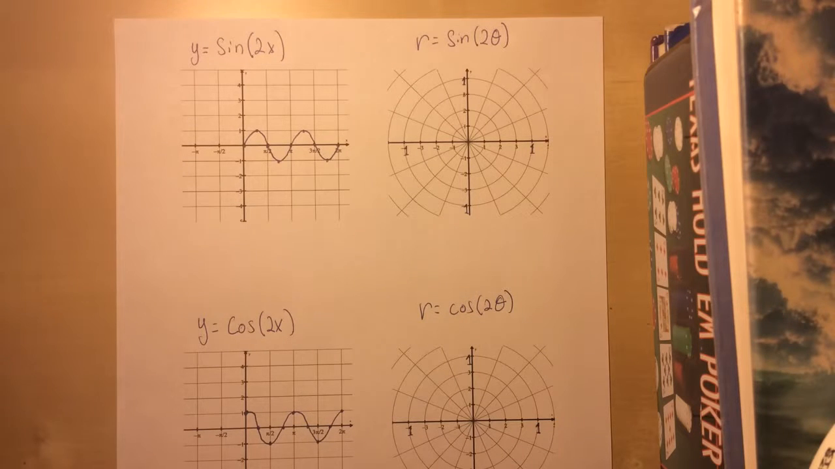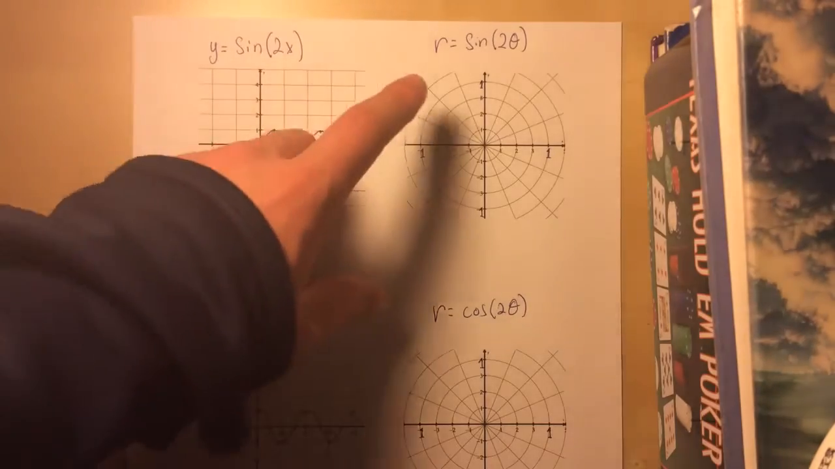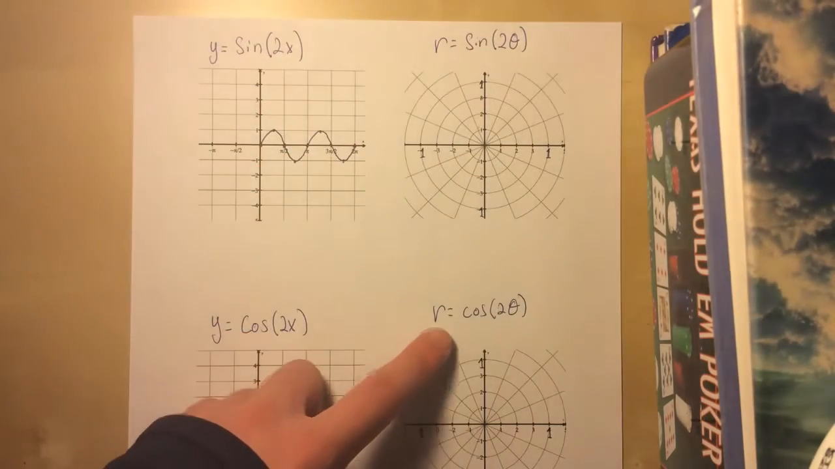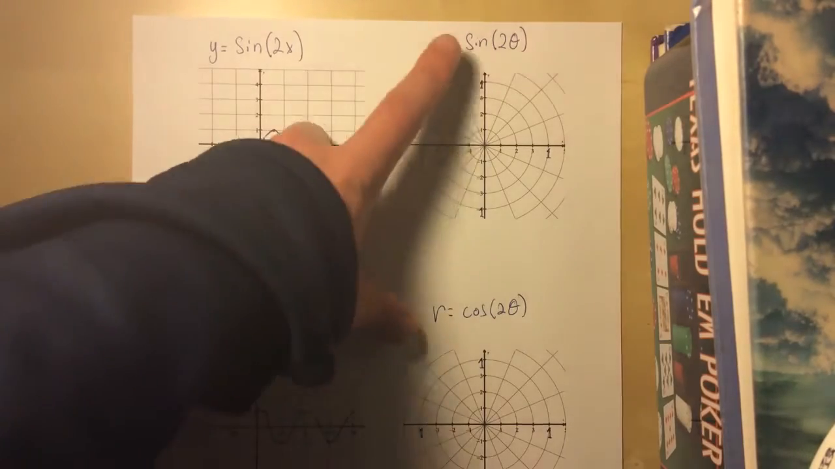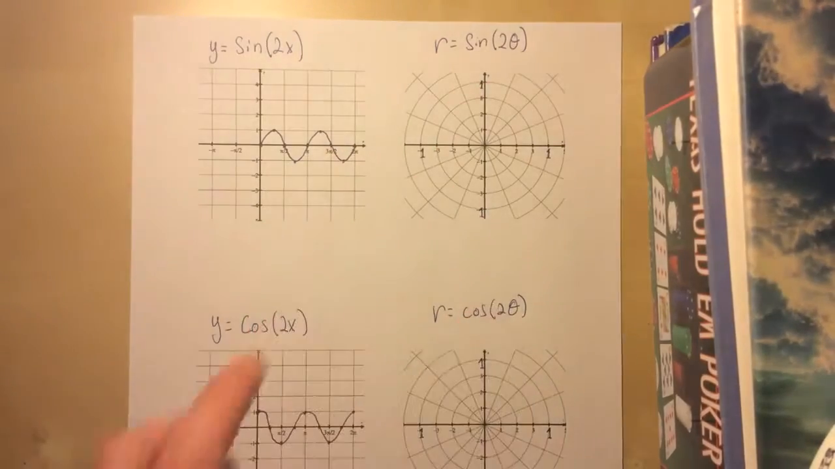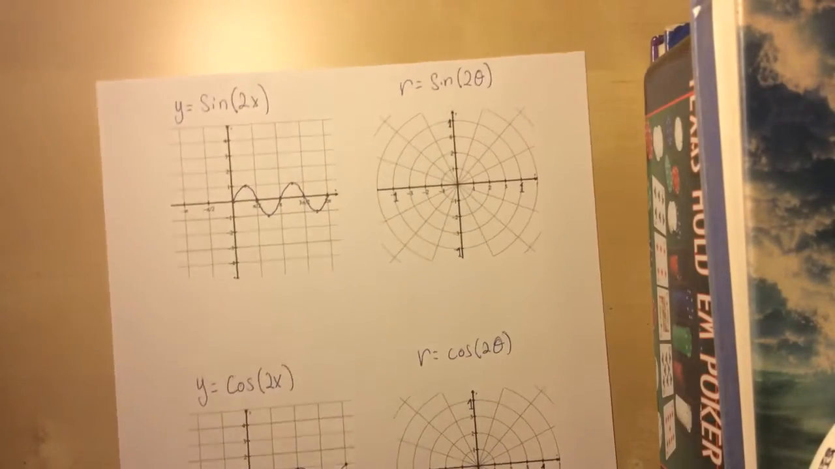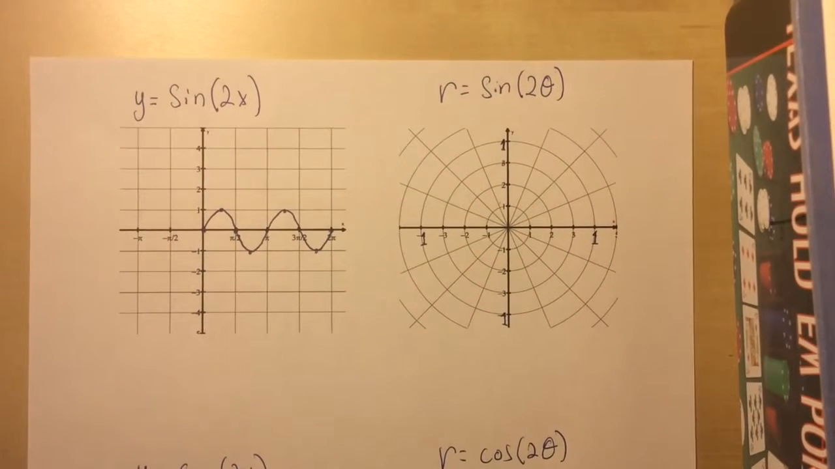So here's another video of graphing polars, and we're going to compare these two graphs, r equals sine 2 theta and r equals cosine 2 theta, and we're going to come up with a couple patterns, not only between the difference of sine and cosine, but looking at this coefficient. So let's go ahead and start with this top one, r equals sine 2 theta.